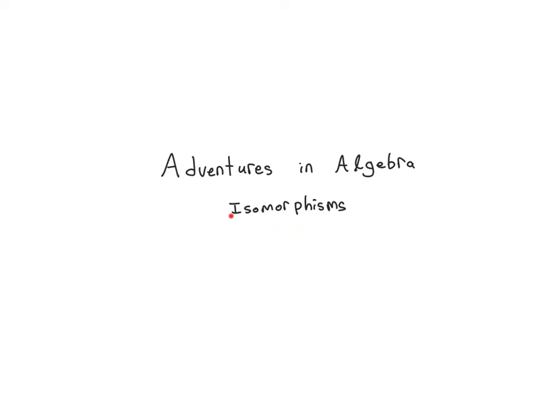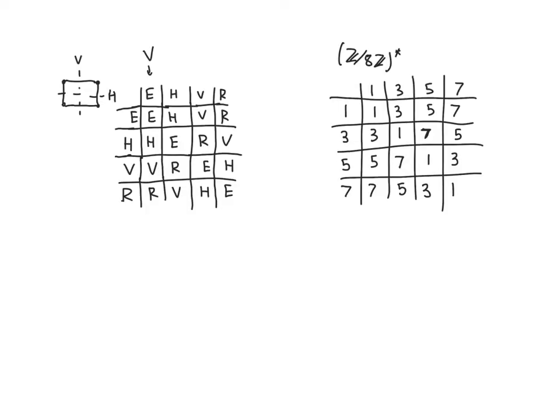In this video, we're going to introduce the concept of isomorphisms with some examples. Alright, let's consider the following two groups. On the left-hand side, we have the group that I'm going to call V. It is the symmetry group of the rectangle. So we've seen this group before. It has the horizontal line of symmetry, the vertical line of symmetry, and a 180-degree rotation. And here was the multiplication table.